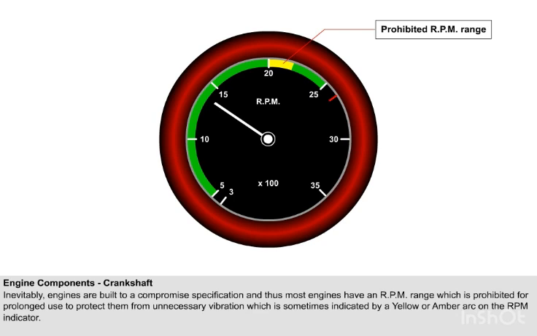Inevitably, engines are built to a compromised specification, and thus most engines have an RPM range which is prohibited for prolonged use to protect them from unnecessary vibration. This prohibited range is sometimes indicated by a yellow or amber arc on the RPM indicator.